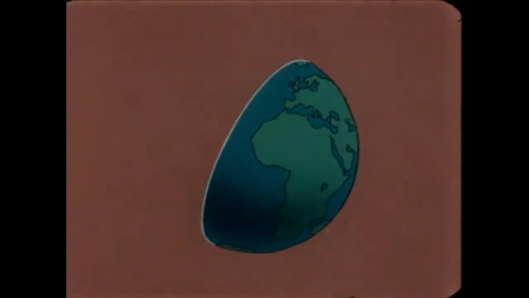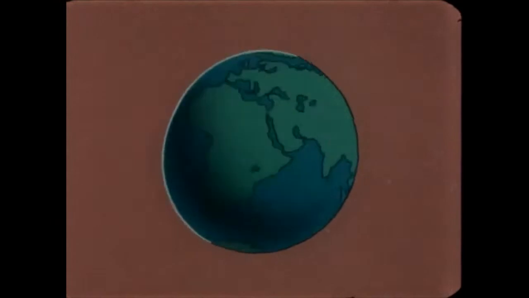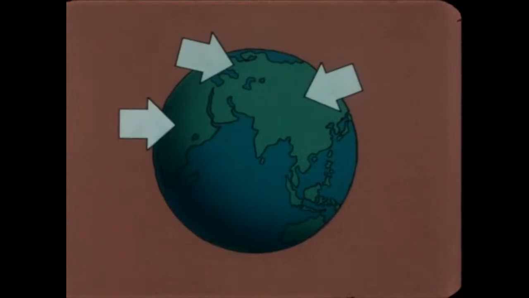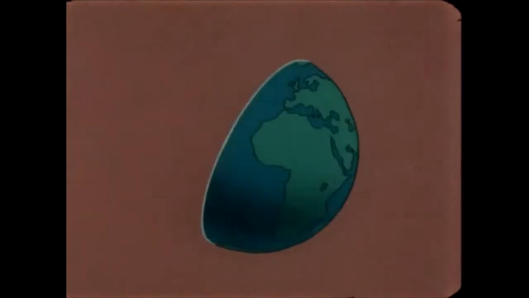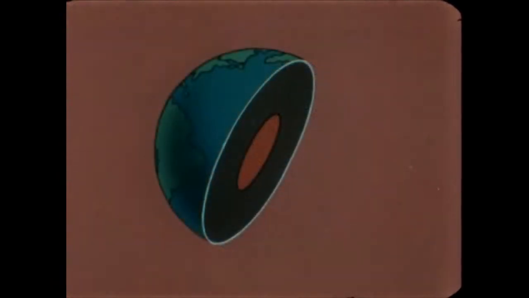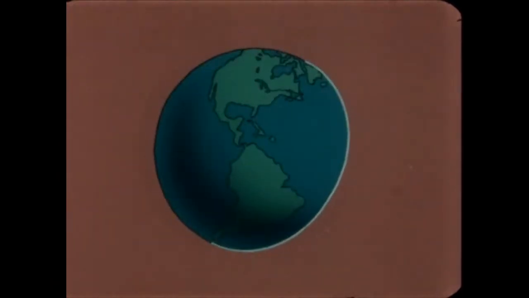This half is the Eastern Hemisphere. It includes most of the land on Earth. You can say that Europe, Asia, Africa, and Australia are in the Eastern Hemisphere. And you can say that these two continents, North America and South America, are in the Western Hemisphere.